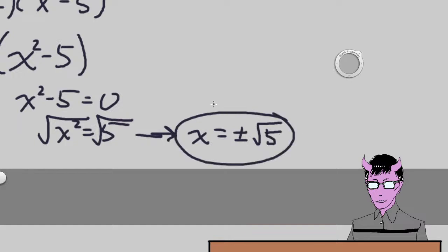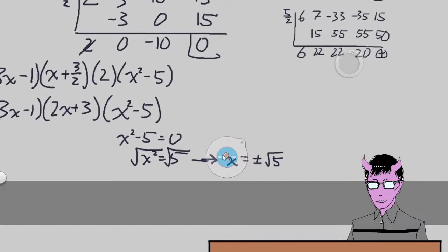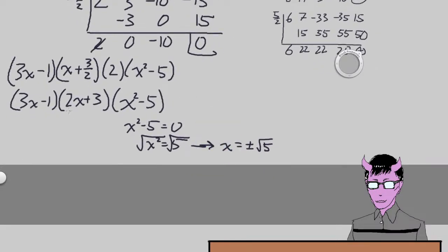So those are our other 2 solutions, which agrees with the Descartes rule of sign, because one real solution is positive 1/3, and then the other one is positive root 5. So those are our 2 positive real solutions right there. And of course we have 2 negative real solutions as well. So 2 negative real solutions is negative 2/3 and negative root 5.